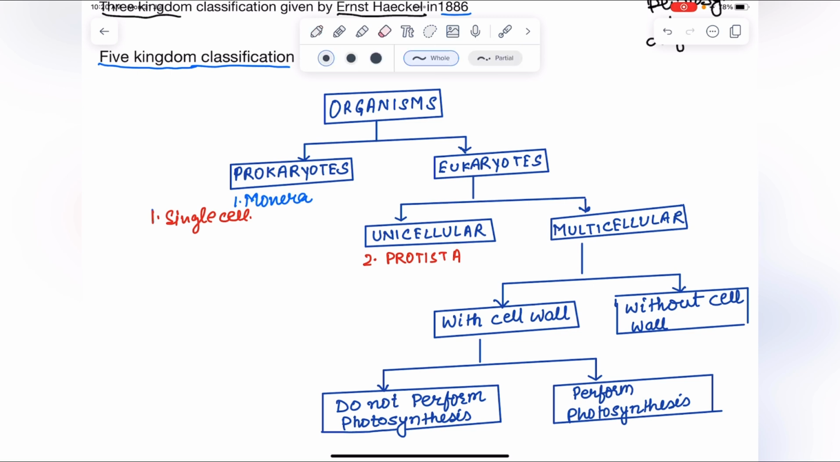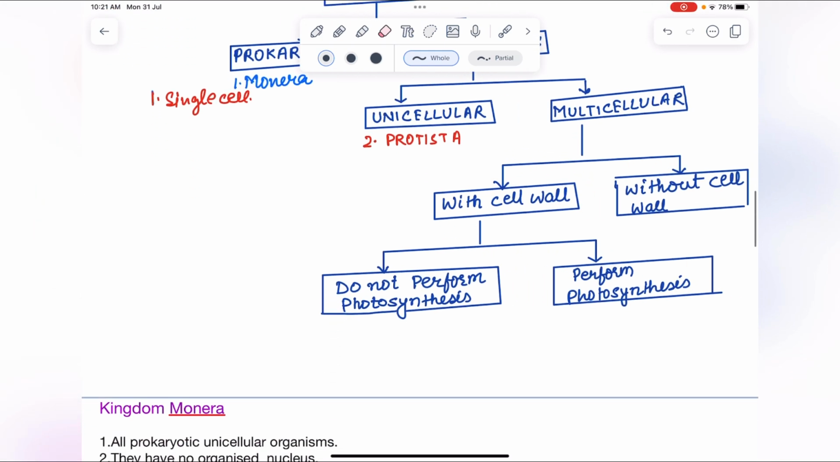Multicellular eukaryotes will be divided into organisms which have a cell wall and organisms in which the cell wall is absent. So, with cell wall and without cell wall. With cell wall, some do not perform photosynthesis and some perform photosynthesis. So, which will come in this? The third one will be fungi, kingdom fungi. This kingdom fungi will have a cell wall and they will not perform photosynthesis. I will explain all the kingdoms in detail.